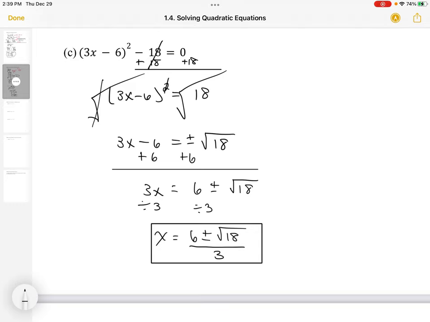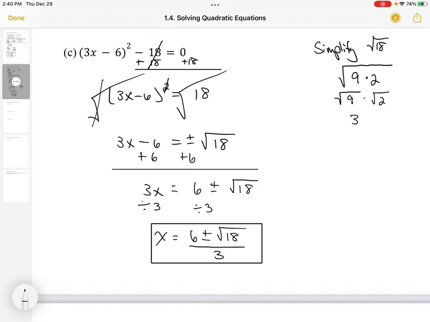So in order to simplify my answer, the first thing I need to do is simplify the square root of 18. So to simplify square roots, what I want to do is take 18 and rewrite it using factors that are perfect squares. So I know that 18 can be written as 9 times 2. So the square root of 18 is equivalent to the square root of 9 times 2. I can use properties of exponents or radicals to rewrite that as square root of 9 times the square root of 2. The square root of 9 is 3.